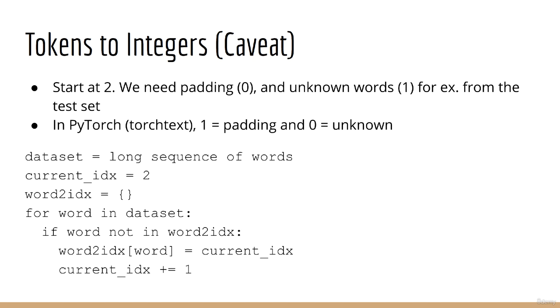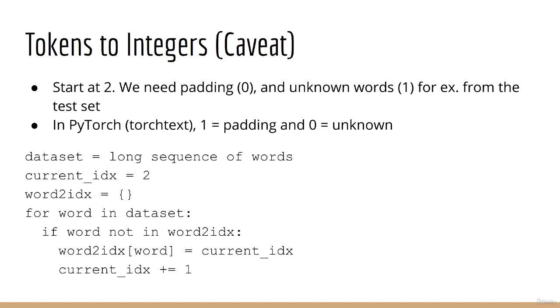Well, remember that we're going to have a train set and a test set. What if our test set contains words that didn't exist in the train set? Then these should be considered unknown words, because we couldn't have learned anything about them during the training process. And so for unknown words, we should assign the index 1. And therefore, we have 2 special indices. 0 represents padding, and 1 represents unknown words.